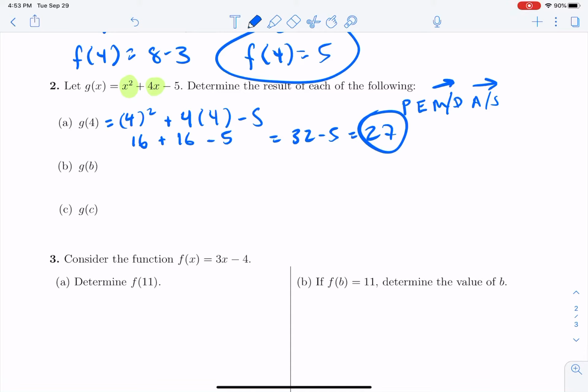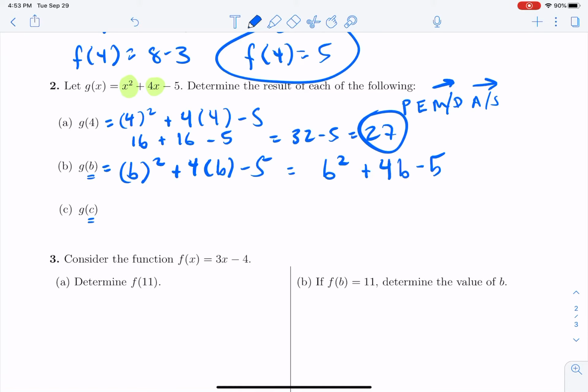All right, for part B, what's the big difference here? Well, our input is a letter or constant that is unknown to us. So I'm going to plug in b for x. And now I'm just going to simplify. Well, b to the second power is the same as b squared plus 4 times b is just 4b minus 5.